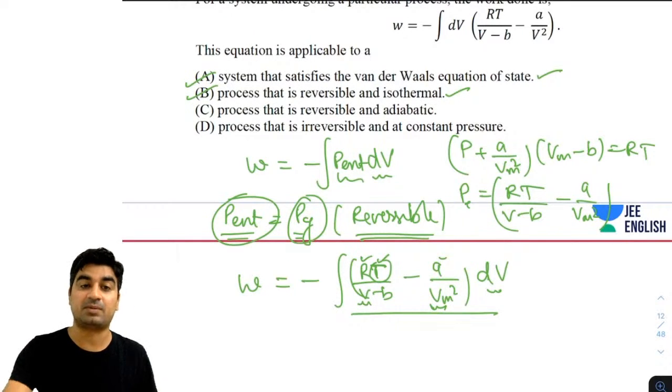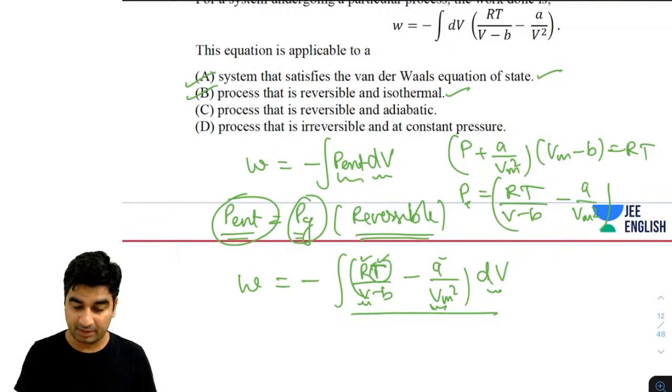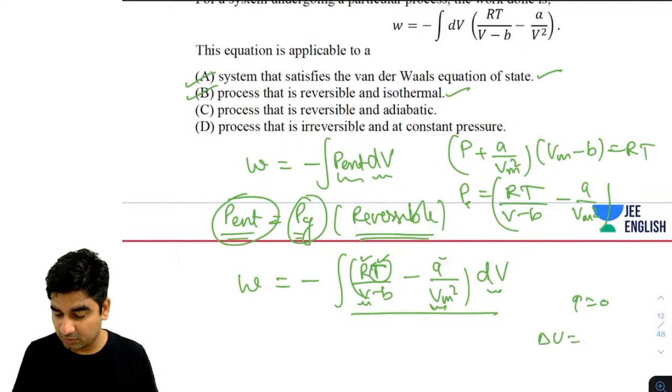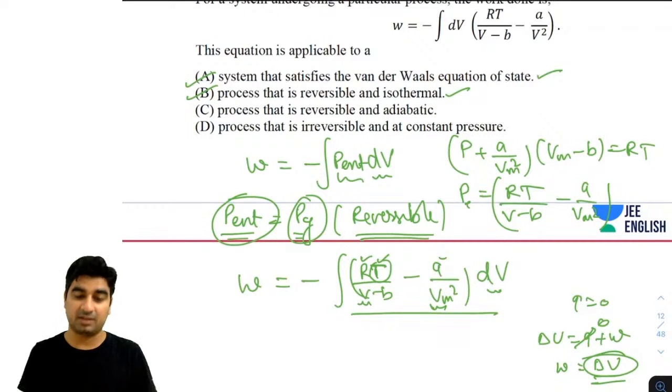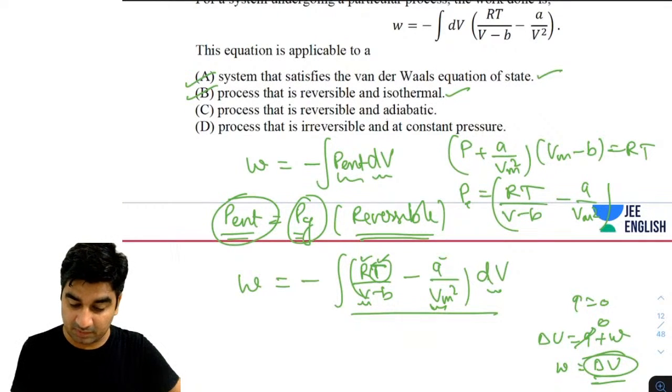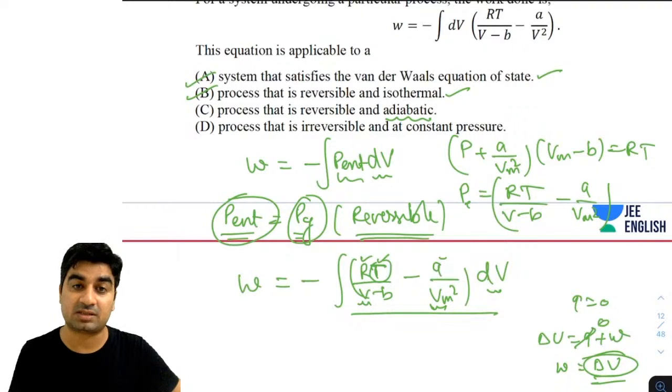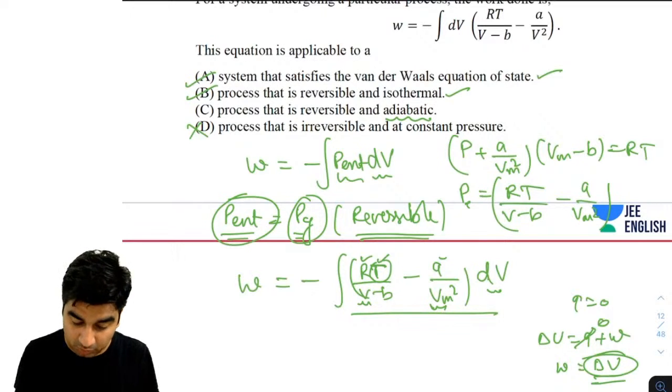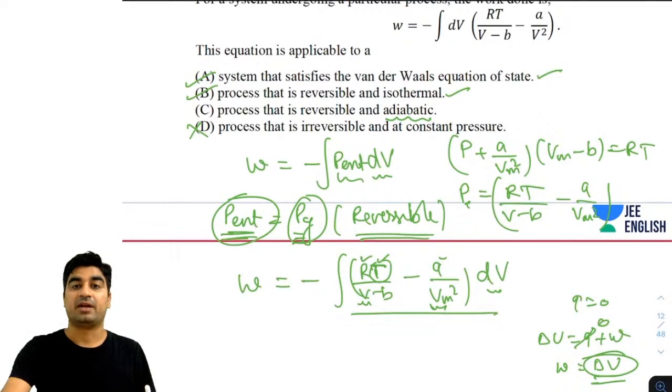Now, a process that is reversible and adiabatic. What do you mean by adiabatic, guys? Adiabatic means Q will be 0. So if Q is 0, delta U is equal to Q plus W, so W will be equal to delta U. Now, the process that is irreversible and at constant pressure. No, if the process is irreversible, then you cannot put P external equal to P gas. Actually guys, you can put P external equal to P gas only if the process is reversible. Otherwise you cannot put it. There is no way.